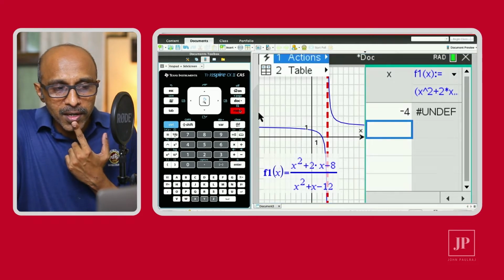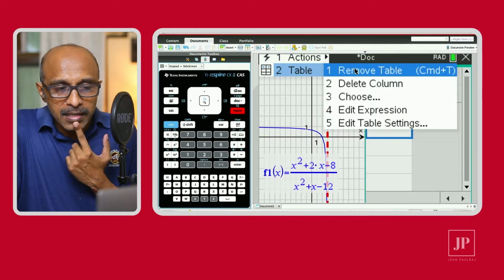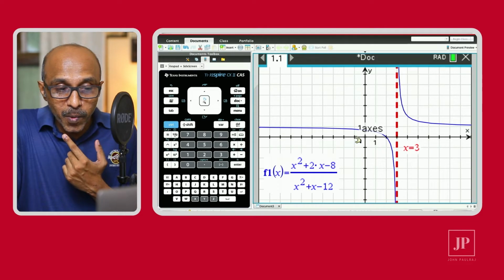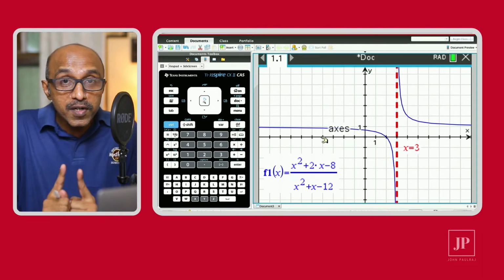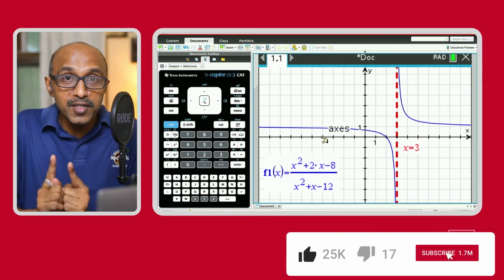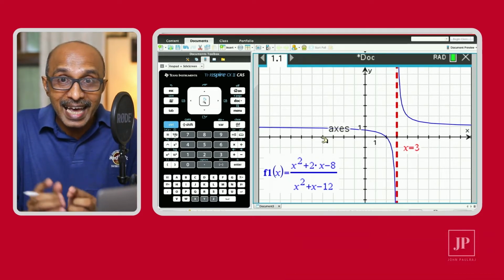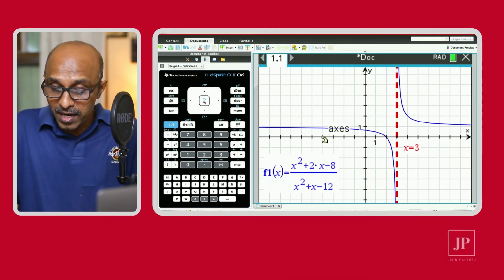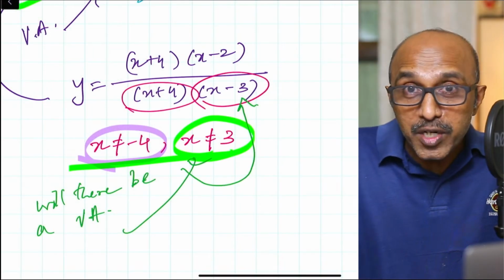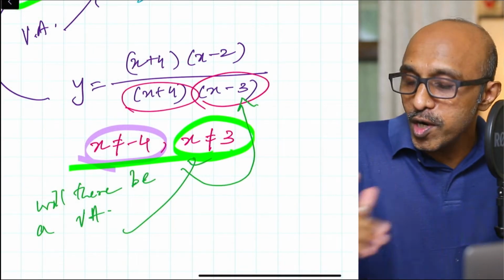So what's going on? Let's remove this table. Clearly, you can see that this is -1, -2, -3, -4. There is no vertical asymptote. The function is also not defined, and that's in the denominator, as we saw in our algebraic working. So let me try and explain what's going on here right now.